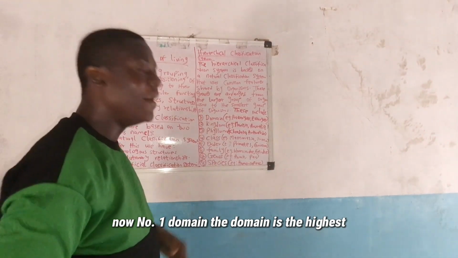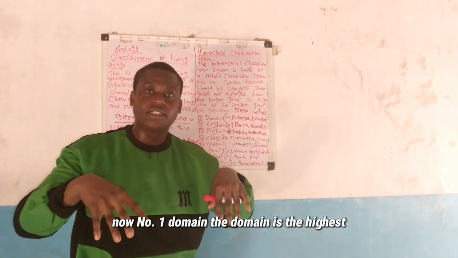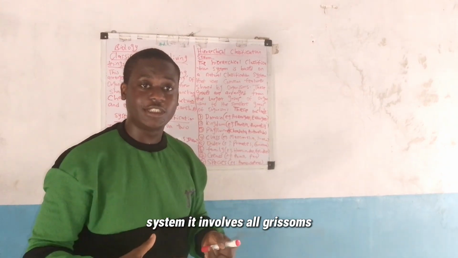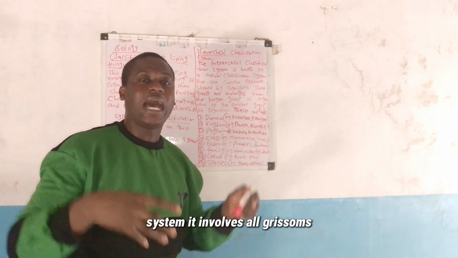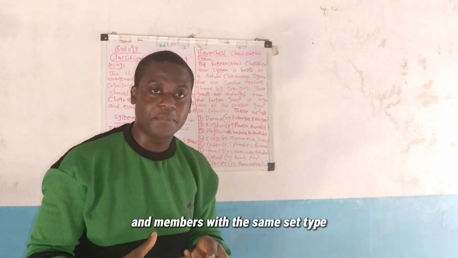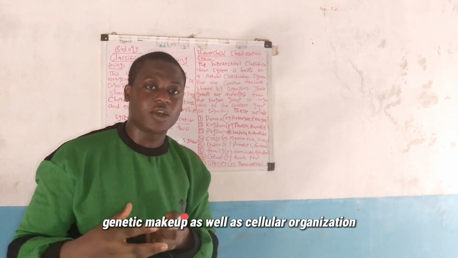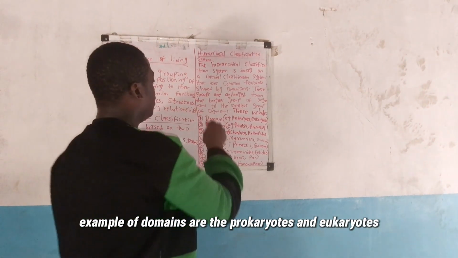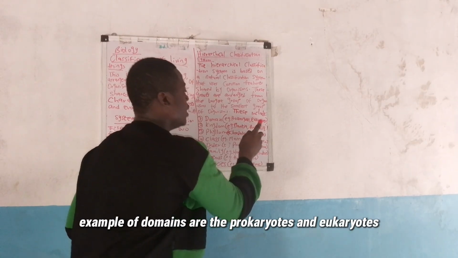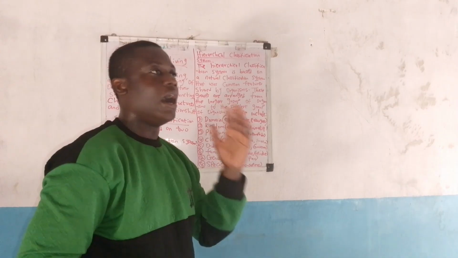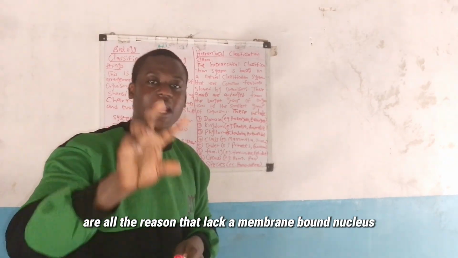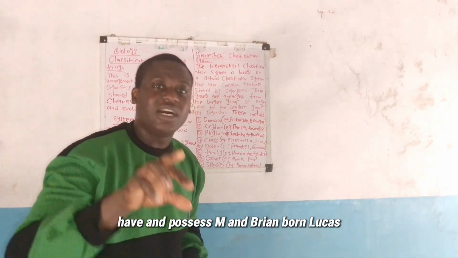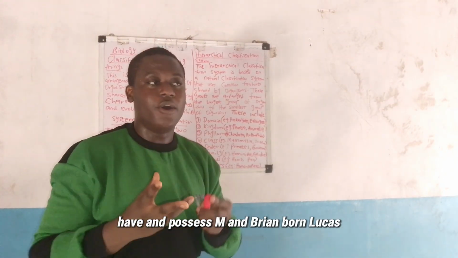Now, number one, domain. The domain is the highest and broadest level of the hierarchical classification system. It involves organisms and members with the same cell type, genetic makeup, as well as cellular organization. Examples of domains are the prokaryotes and eukaryotes. The prokaryotes are organisms that lack a membrane-bound nucleus, while the eukaryotes possess a membrane-bound nucleus.